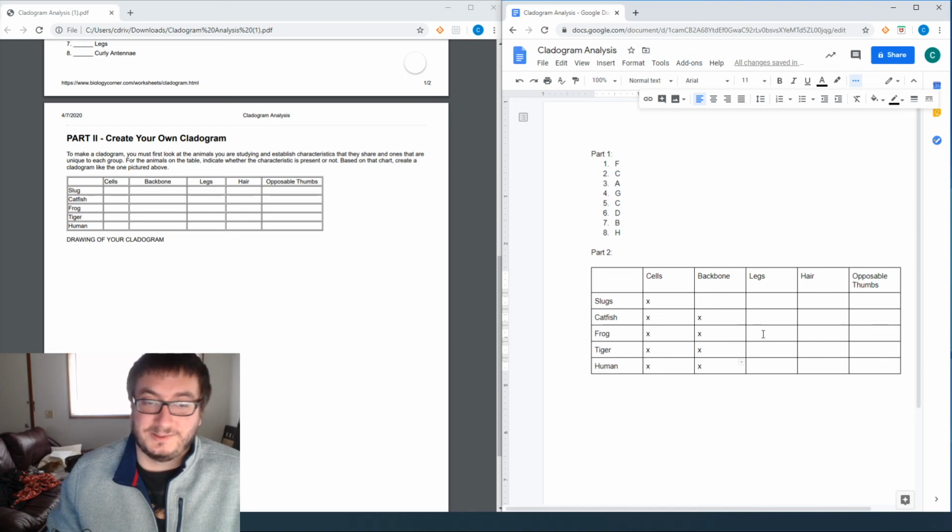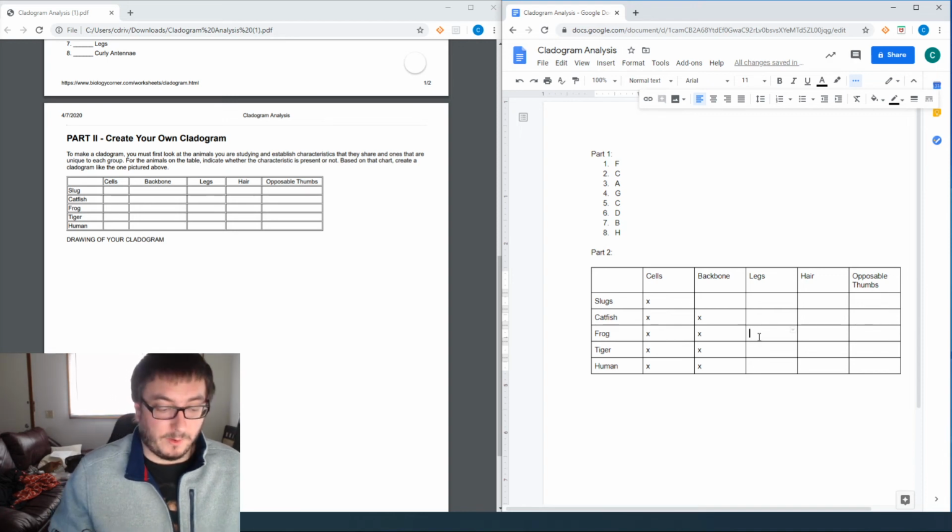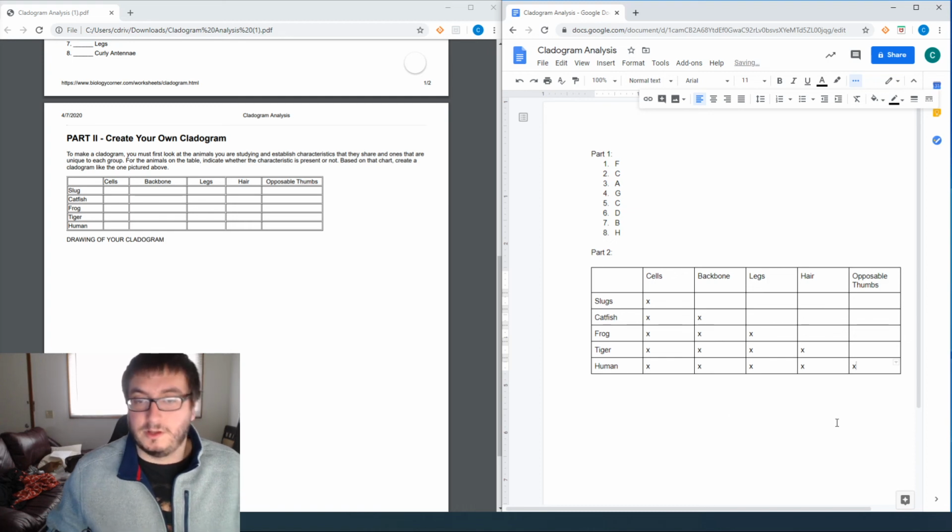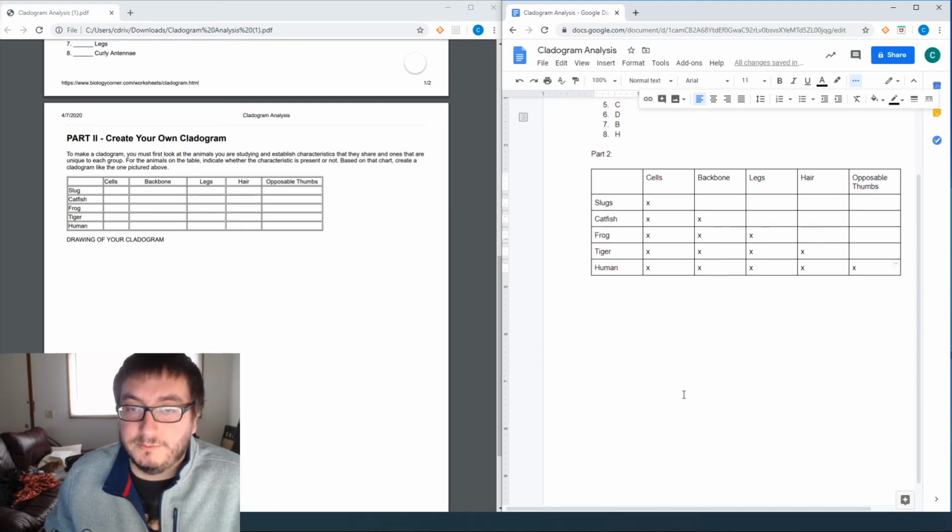Legs. I mean, hopefully you can kind of see where this is going. Legs. Slugs don't have legs. Catfish obviously don't have legs. They have fins. However, the frog, the tiger, and the human all have legs. Hair. Frogs don't have hair. Catfish don't have hair. Slugs don't have hair. But tigers and humans do. And lastly, we have opposable thumbs. Boom. Humans have the opposable thumbs.